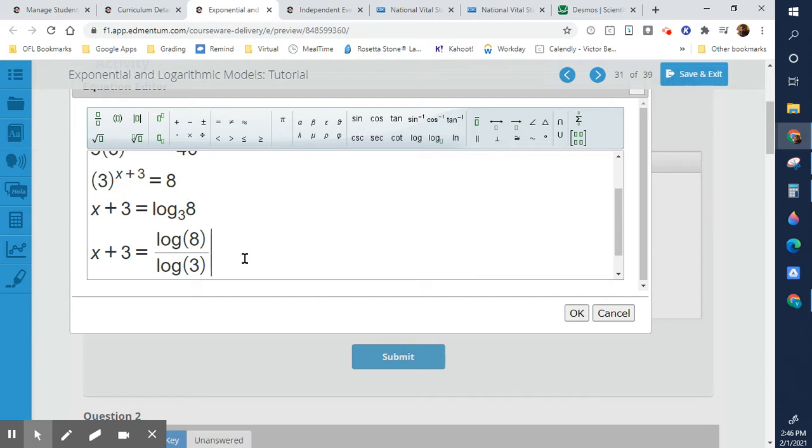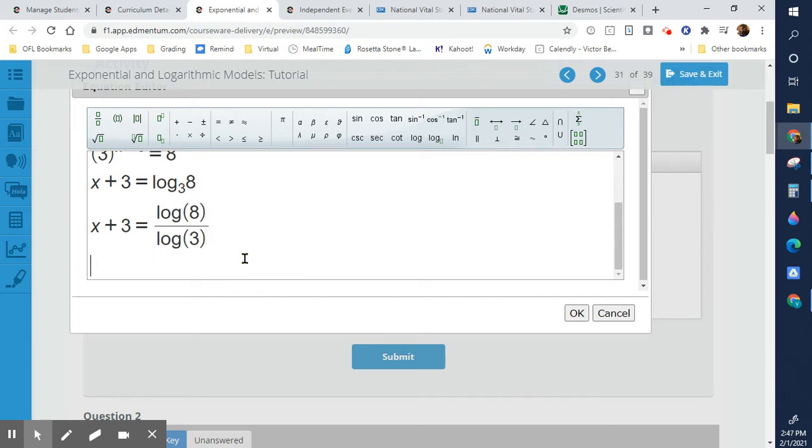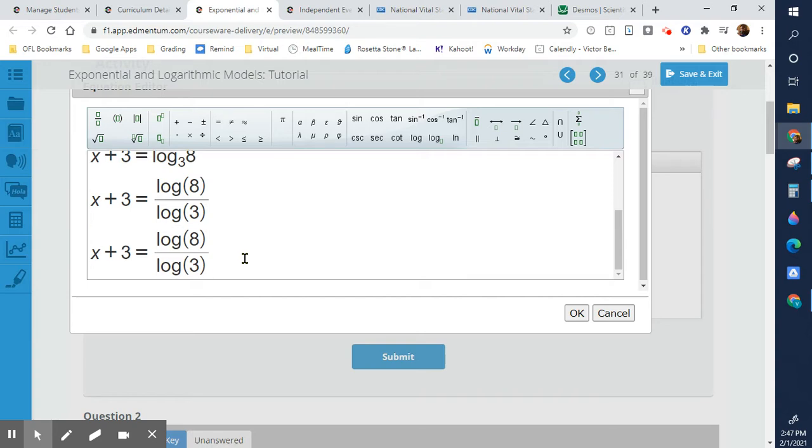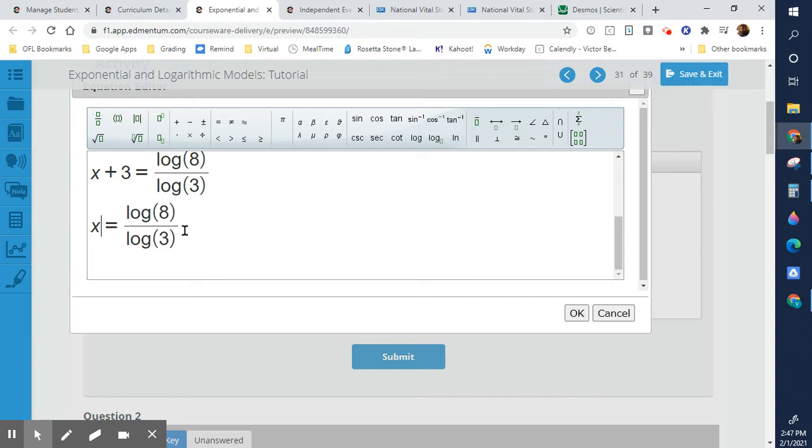And then what we want to do here is I'm going to copy all of this down because I don't want to rewrite it. I'm going to copy all of that down, go to the next line, paste that in, and enter. I want to get rid of this +3, so I'm going to subtract 3 from both sides. So that +3 goes away. And in order to get rid of that +3, I had to subtract 3 from both sides. So this is what I'm going to enter into my calculator.